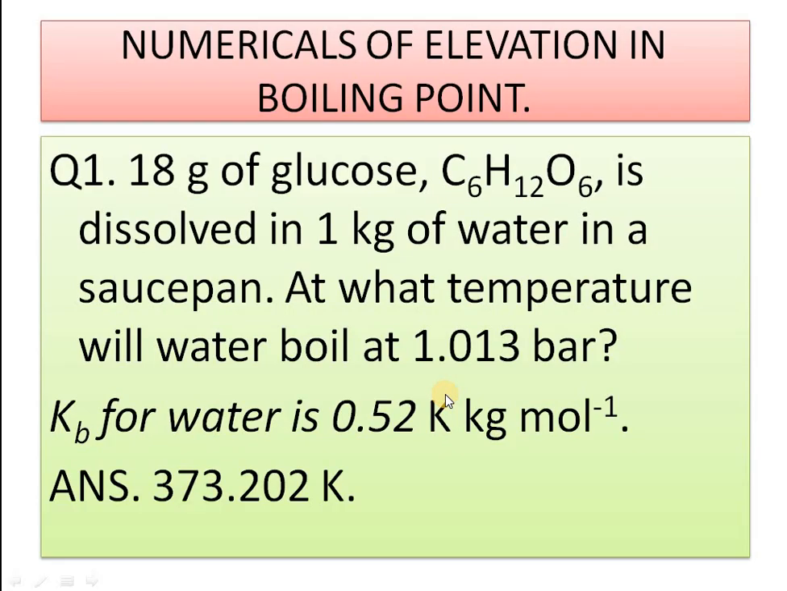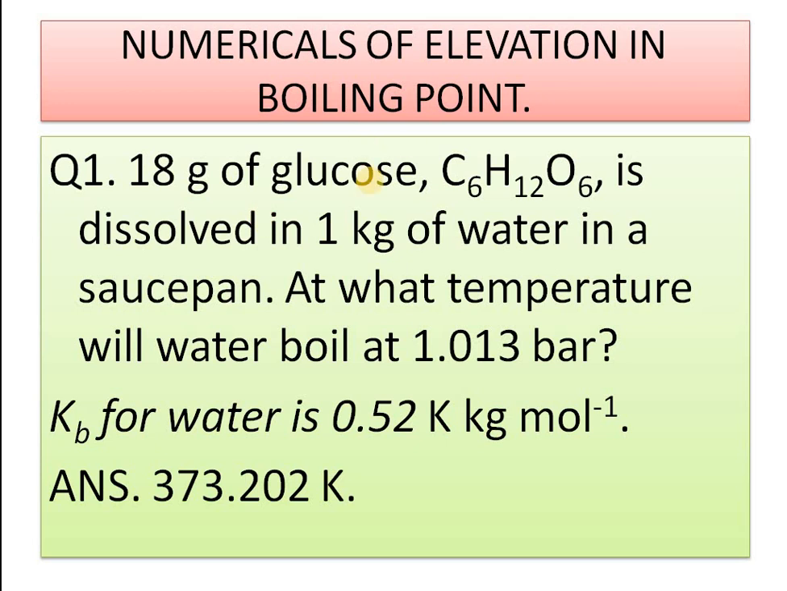Okay. So now let us understand this concept by using a numerical. Here, what is given? Glucose is added to water. Water is the solvent, glucose is the solute. At what temperature will the water boil? It means what you have to find? You have to find TB, not TB naught, and you know that TB must be greater than TB naught.